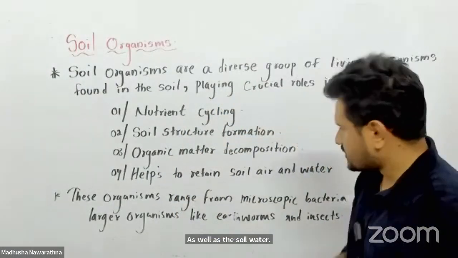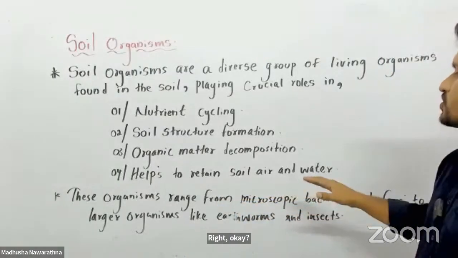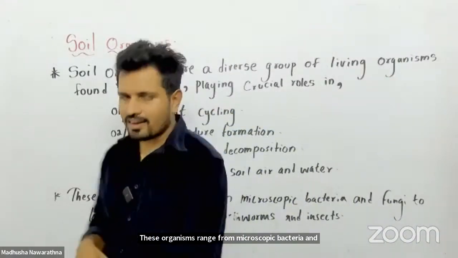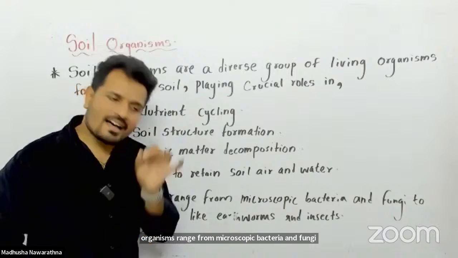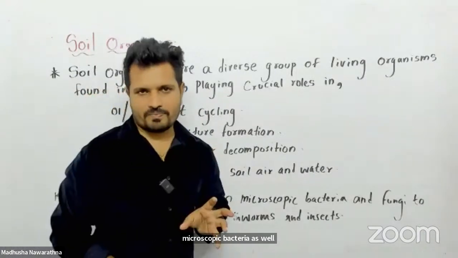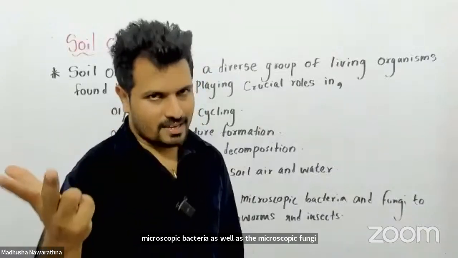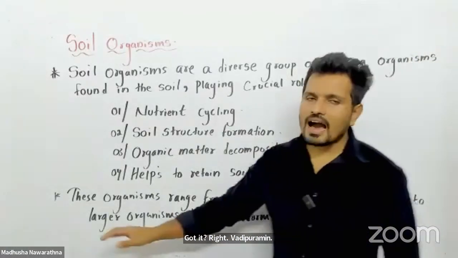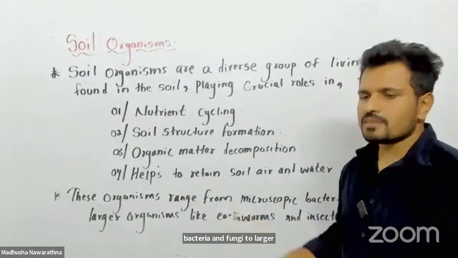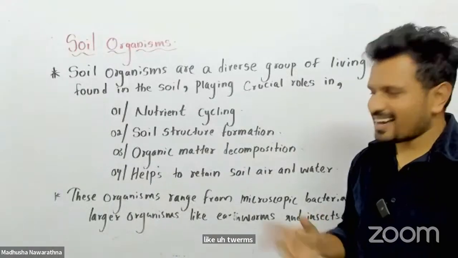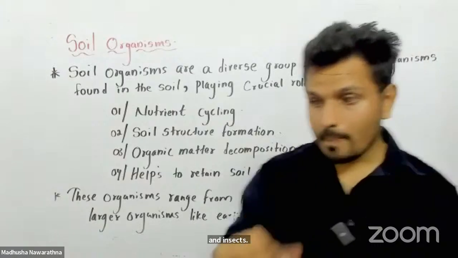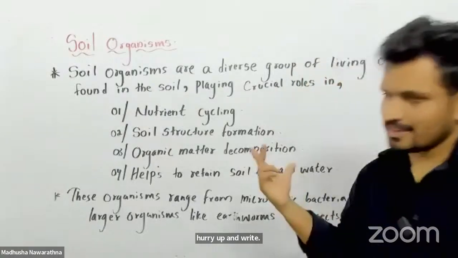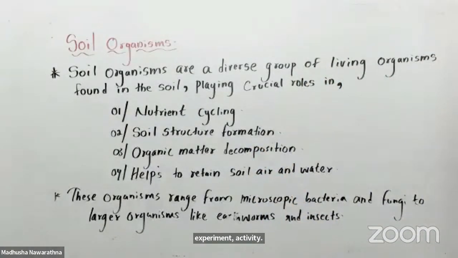Right? Okay? Good. These organisms range from microscopic bacteria and fungi. In the soil there are microscopic bacteria as well as microscopic fungi. Got it? Right. Those two are the most abundant, ranging to large organisms like earthworms and insects. Hurry up and write. After that we'll try out our experiment, or activity. So this is so simple.